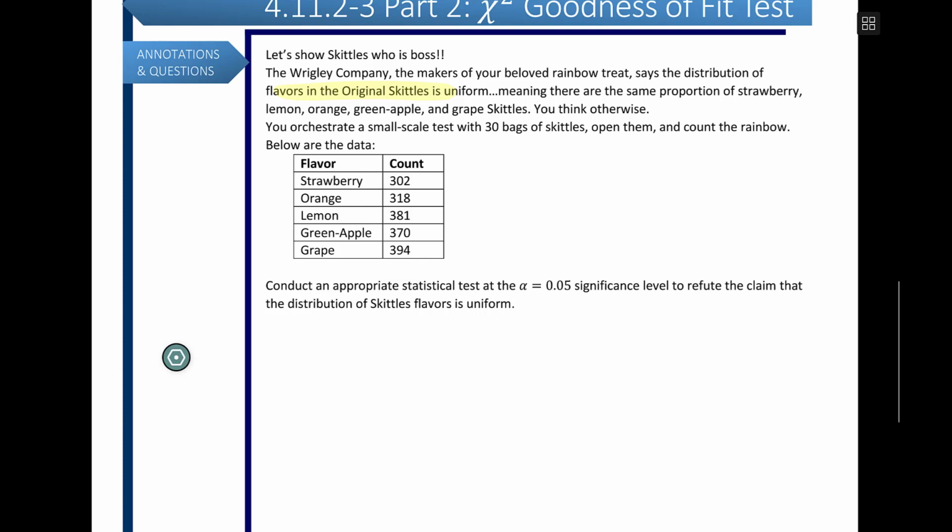You happen to think otherwise, so you orchestrate a small-scale test with 30 bags of Skittles, open them up, and count the rainbow. Below are your data.